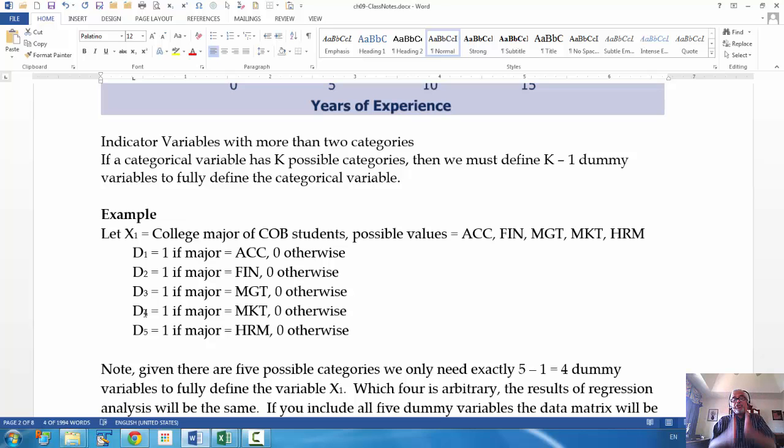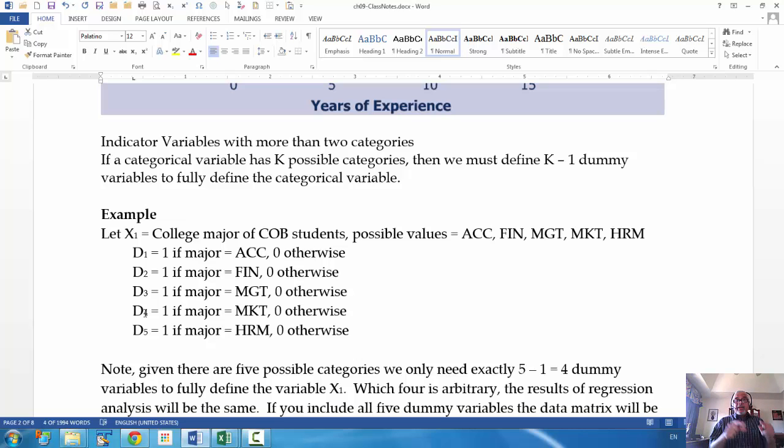How many categories are there? Minus 1 is the number. So if you look at gender itself, gender has 2 possible values, 0 or 1. So all you need is 1 dummy variable that fully defines every observation in the data set. Same here, if you have 5 categories, you need only 4. Okay. If you define 5, that's fine, but don't include all the 5 of them in the regression analysis.